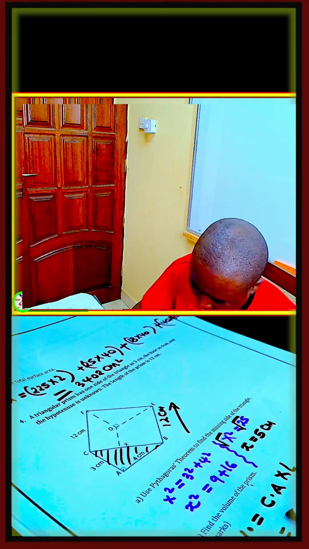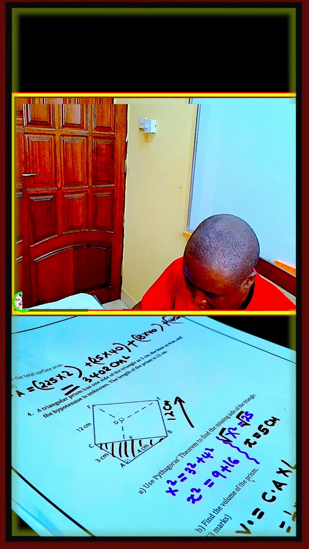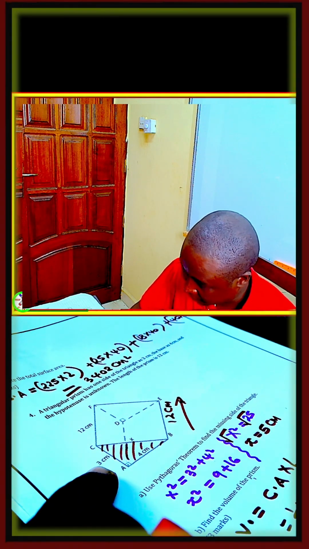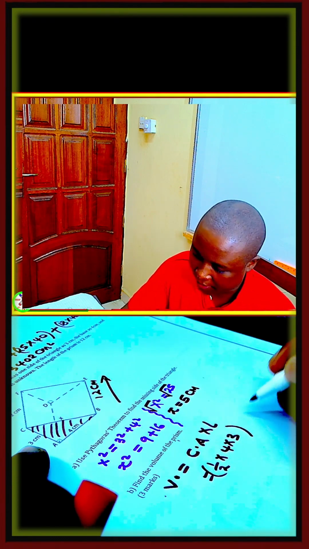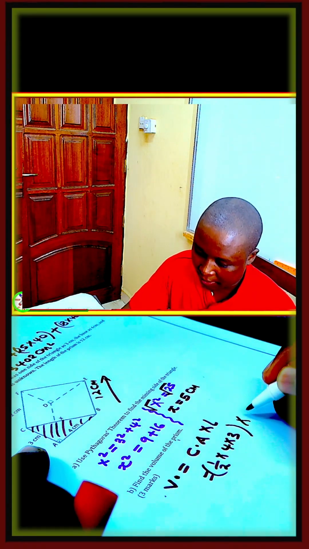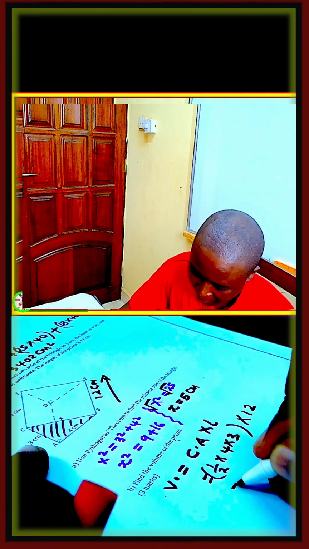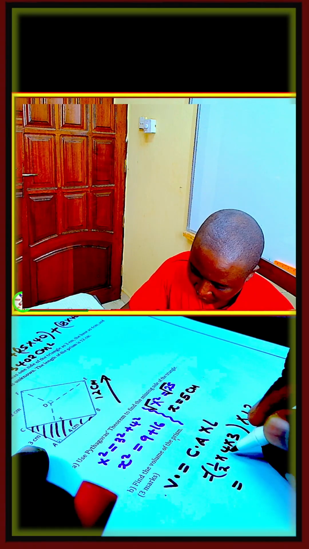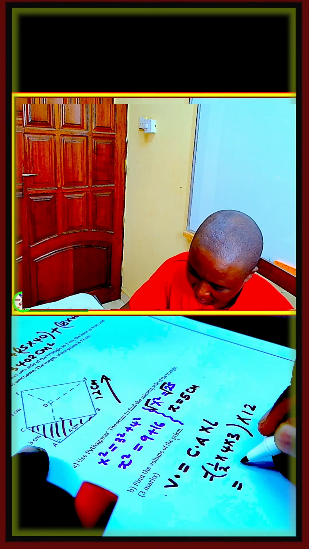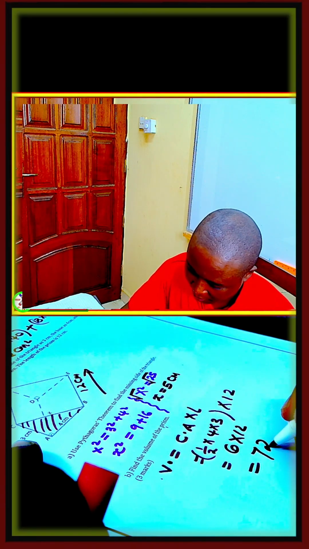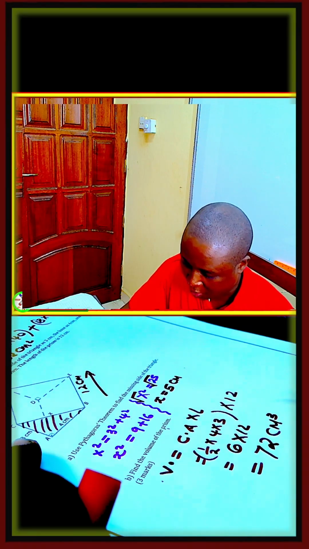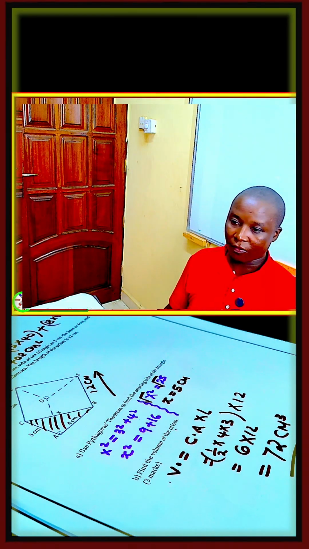So we can say a half times the base, which is 4, times the height, which is 3, and that is going to give us the cross-section area. Then we're going to multiply by the length, which is 12. If we work this out, we have 2 times 3, which is 6, times 12, and that translates to 72 centimeters cubed as the volume of this cylinder that we have at this given point.